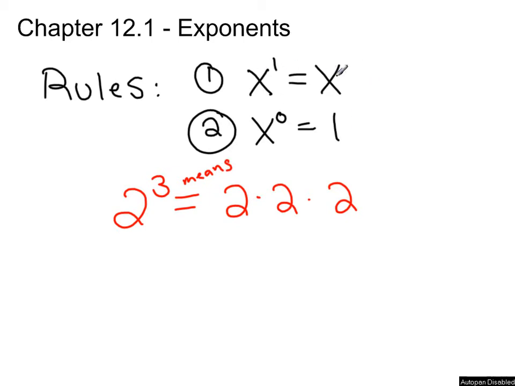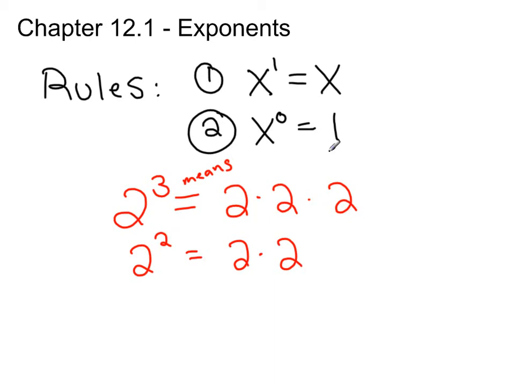x to the first equals x, and x to the 0 equals 1. So what I'm going to do is kind of derive these rules. So I know 2 cubed means 2 times itself 3 times. And if I were to write out what 2 squared means, I have 2 times 2. So I have it twice. Pretty much I dropped a 2 and I dropped a degree in the exponent.